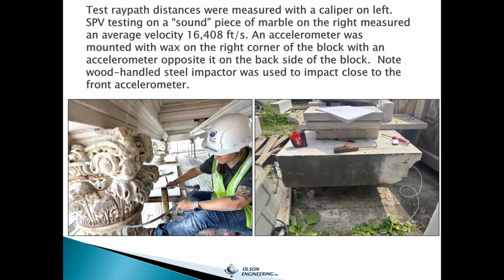So the distances between each of those test points were accurately measured using this large set of calipers that you see here. We also had a sound piece of marble available to us from the building that presumably came from the same quarry. That velocity from that sound piece of marble came in around 16,408 feet per second, which gave us a calibration to compare the other velocities from the actual volutes to.